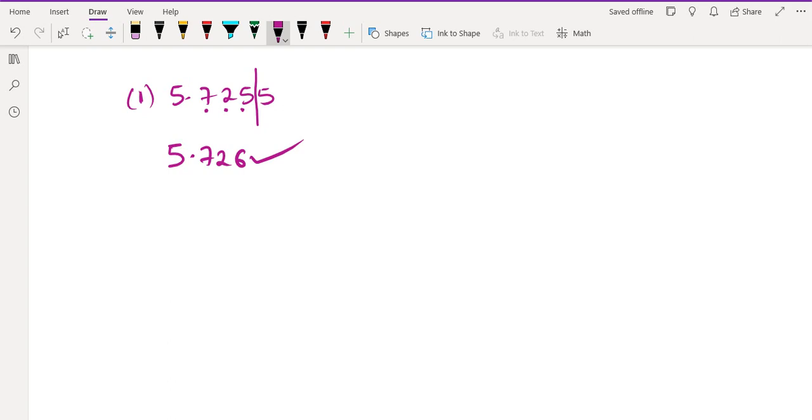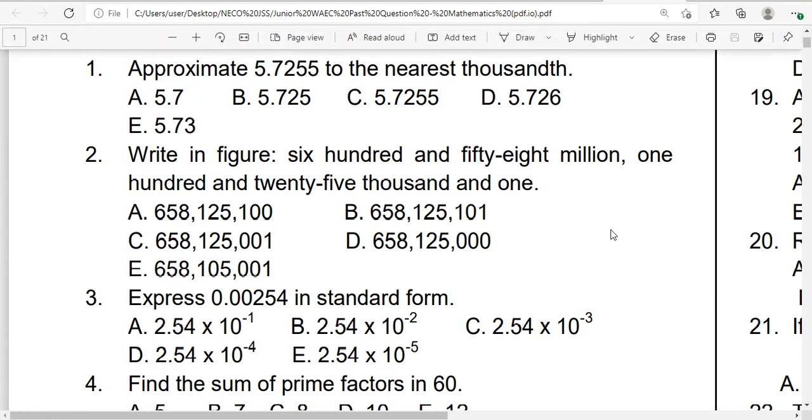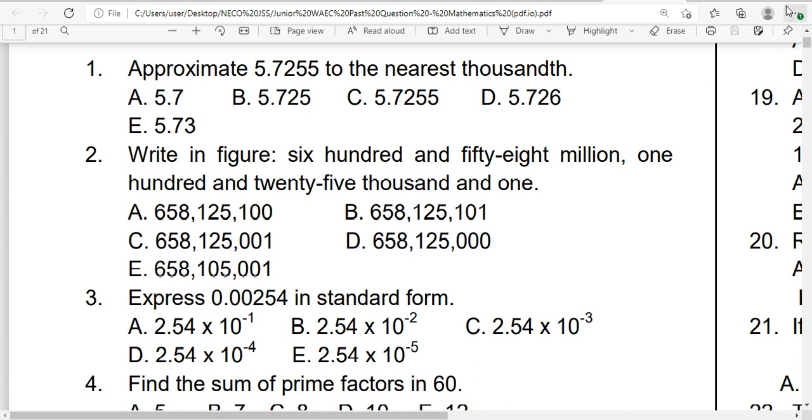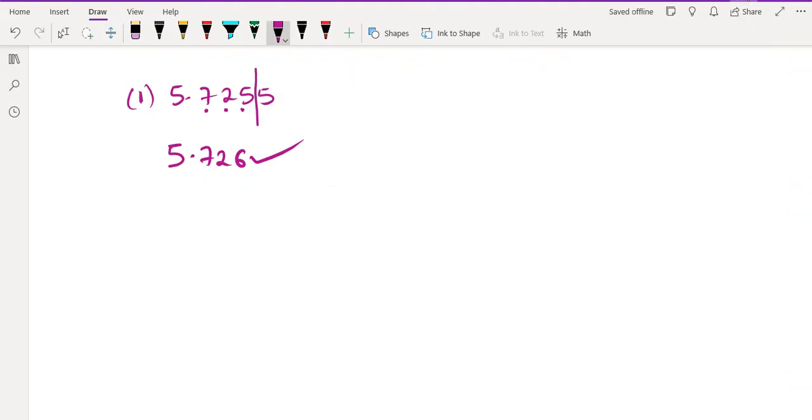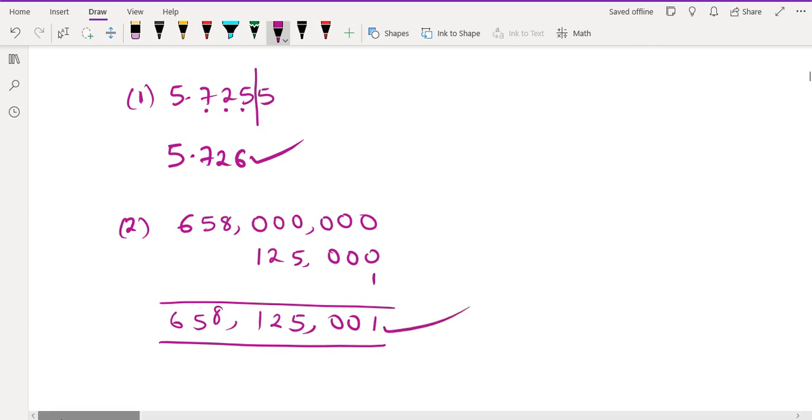Number 2. Read. 658 million. Let's write that first. 125,000 and one. Right? Yes, sir. So that gives us. Hope you are getting it. Yes, sir.